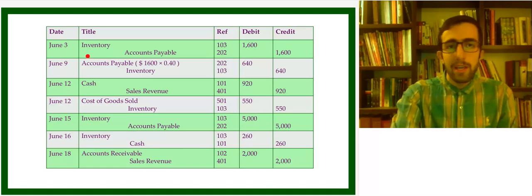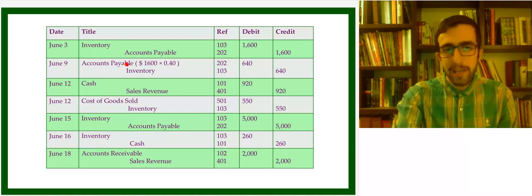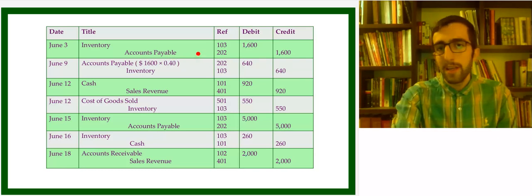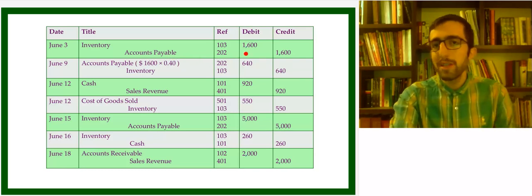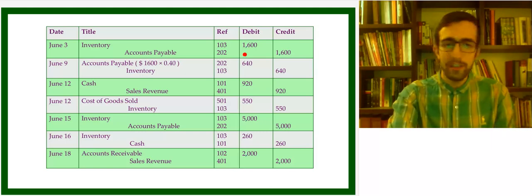In the first transaction, we should make inventory on the debit side and accounts payable on the credit side. And the amount of this transaction was $1,600.